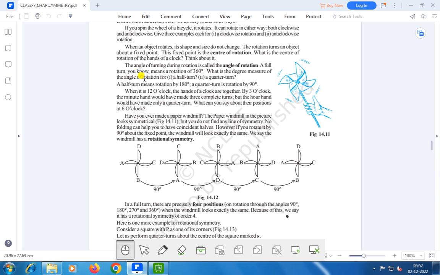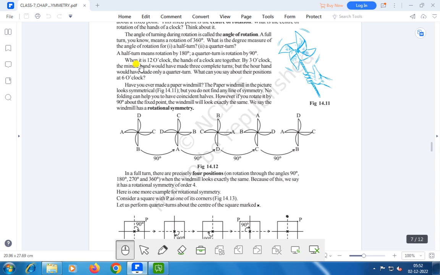A full turn means a rotation of 360 degrees. What is the degree measure of the angle of rotation for a half turn? A quarter turn? A half turn means rotation by 180 degrees. A quarter turn is rotation by 90 degrees.